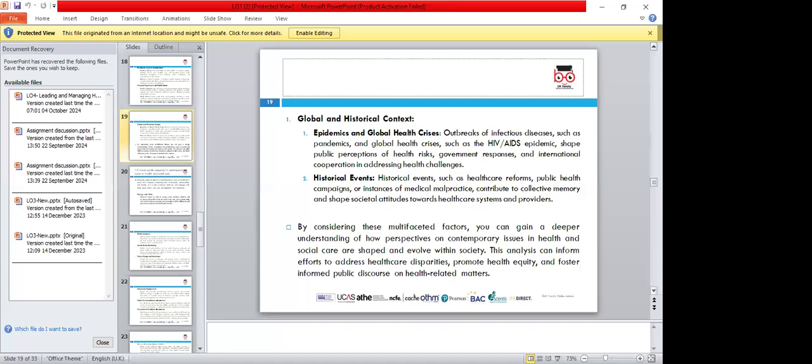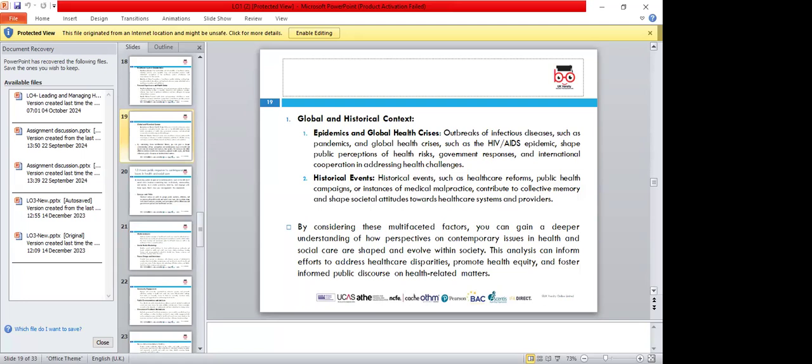Then let's look at historical events. Historical events such as healthcare reforms, public health campaigns, or instances of medical malpractice contribute to collective memory and shape societal attitudes towards healthcare systems and providers.